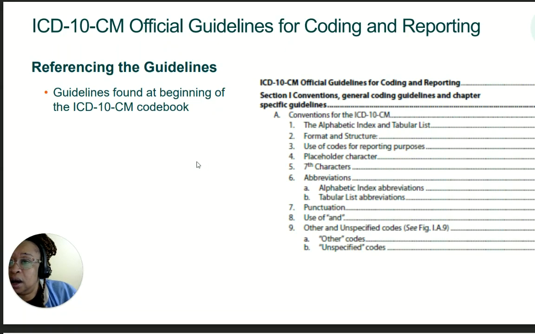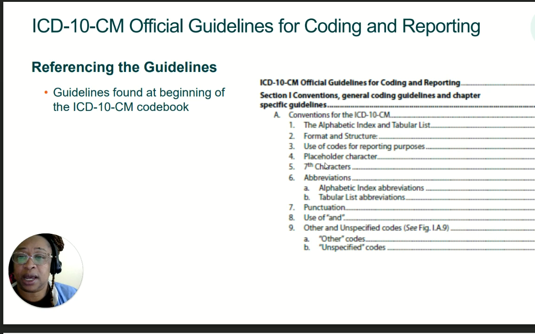Next, official guidelines for coding and reporting. Referencing the guidelines. Guidelines are found at the beginning of your ICD-10 book. Always make sure you highlight and/or tab your guideline areas. There are 22 areas in the front of the book, and each chapter is specified according to disease or diagnoses that will be given to you in documentation.